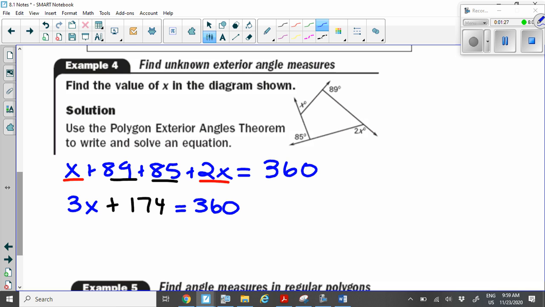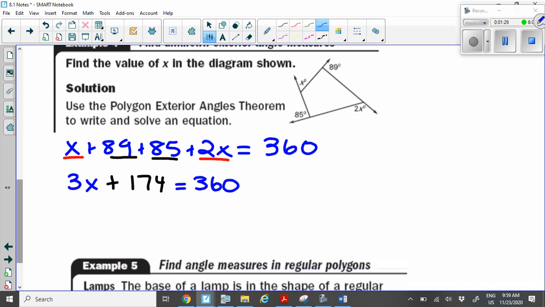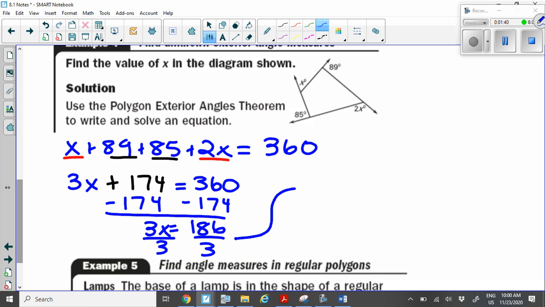Now it's a multi-step equation. So I'm going to subtract 174 from both sides. So I get 3x equals 186. Then I'm going to divide both sides by 3. So I get x equals 62. And that's going to be my final answer.